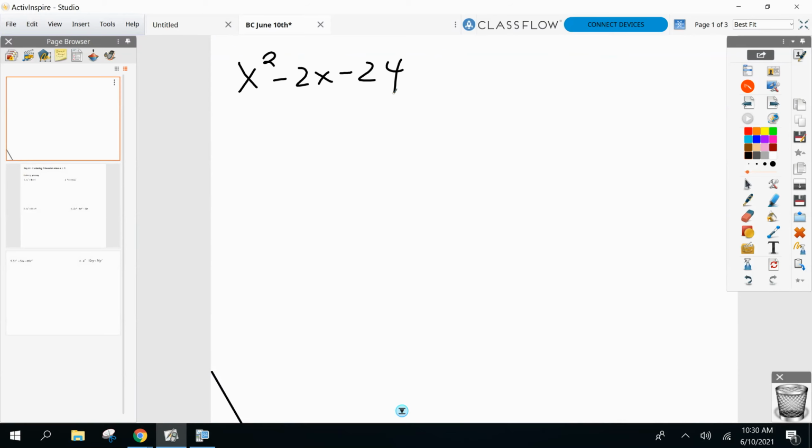We've done this not only in this unit, but all year long. Okay? I'm hoping you guys see how many terms up here? 3 terms, and what's the number out in front? 1. So now in your mind, anyway, you're looking for what? 2 numbers that multiply to what? Negative 24, but add to? Negative 2. Perfect. So you guys are getting x minus 6 and x plus 4.